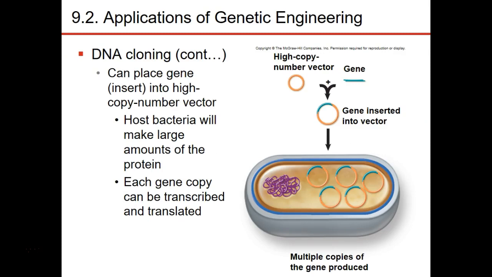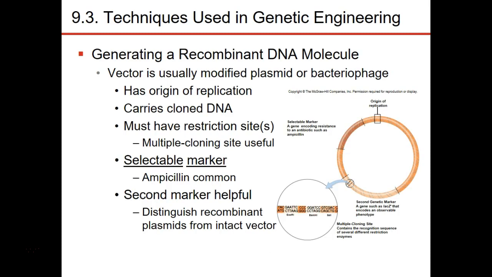Sometimes the vector that we choose can be called a high copy number vector, and those vectors are going to replicate much more rapidly than even the cell. And so each cell will have multiple copies, and as the cells replicate, more and more copies of the vector will replicate as well.